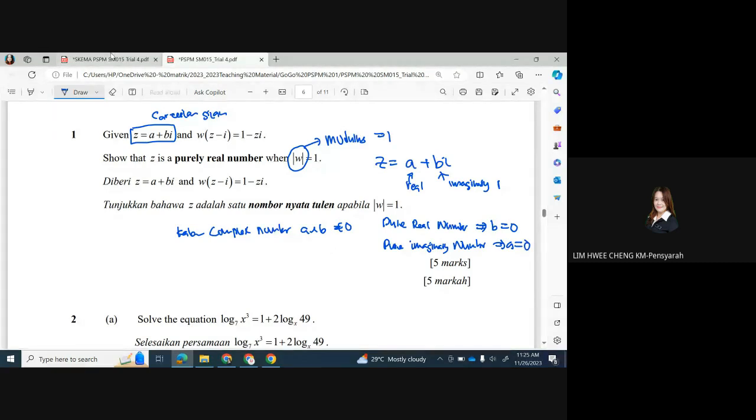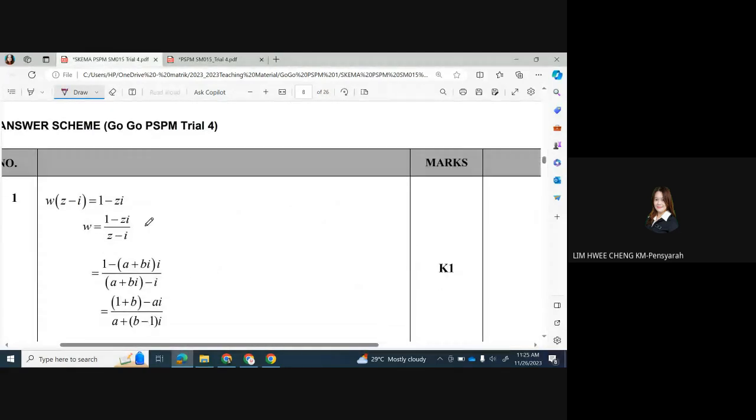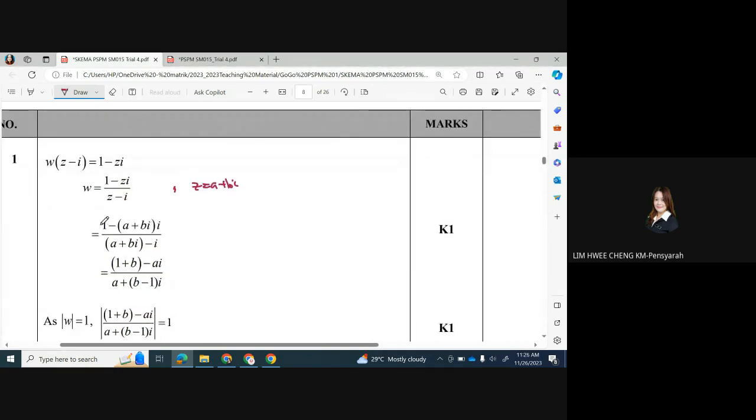First of all, if possible we move this to the front. So that means W equal to 1 minus Zi divided by Z minus i. Since it is given that Z equal to A plus Bi, I substitute. When I simplify the numerator, 1 minus Ai minus Bi squared, divided by A plus Bi minus i. Minus B times negative 1 gives positive 1. So I will get 1 plus B minus Ai over A plus B minus 1 i. I will collect the real part and the imaginary part.